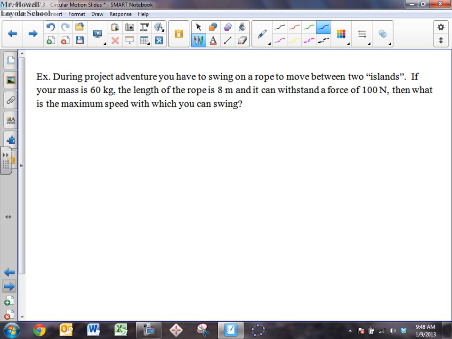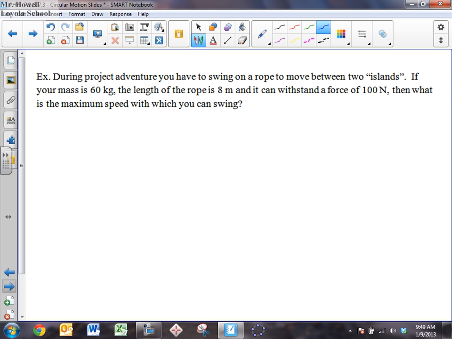Now, if your mass is 60 kilograms, the length of the rope is 8 meters, and the rope can withstand a force of 100 newtons, then what's the maximum speed with which you can swing? I actually thought about this problem because if a rope is not strong enough, it's going to snap, right? It's going to break, it's going to exceed the tension in the rope, or the tension in the rope will exceed its allowable force. So we want to figure out what the speed is so that the person doesn't break the rope in half, or snap the rope.